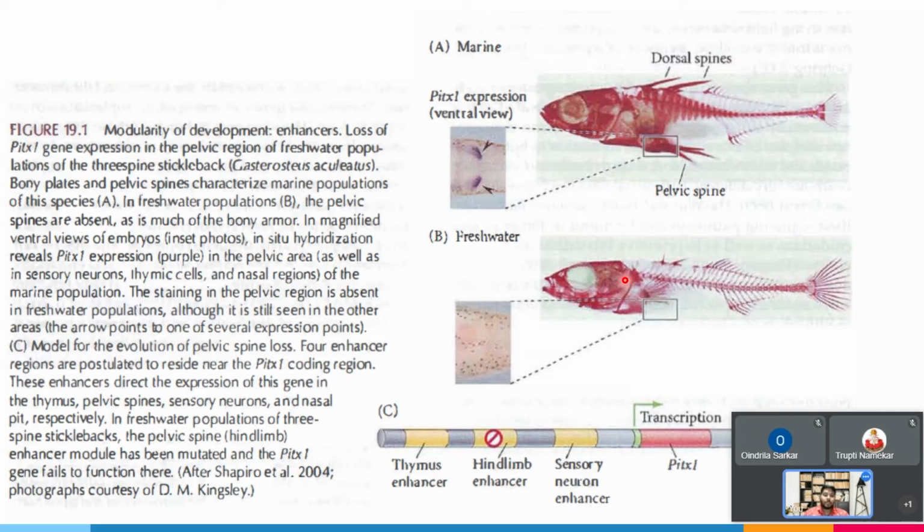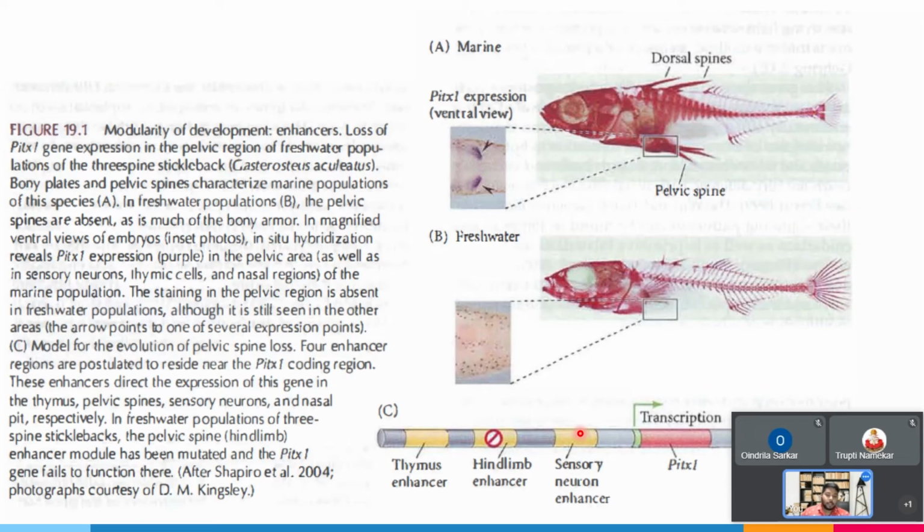After experimentation, they found that the gene responsible for formation of the spines, known as PTX1, is present in both fish types. But the enhancer of PTX1 is mutated so that it does not function properly in the freshwater type, and thus there are no pelvic spines in the freshwater stickleback. You can see right here that the limb enhancer is not properly functional in the freshwater one. But PTX1 is necessary for development in neurons and thymus as well, and those enhancers are functioning perfectly.